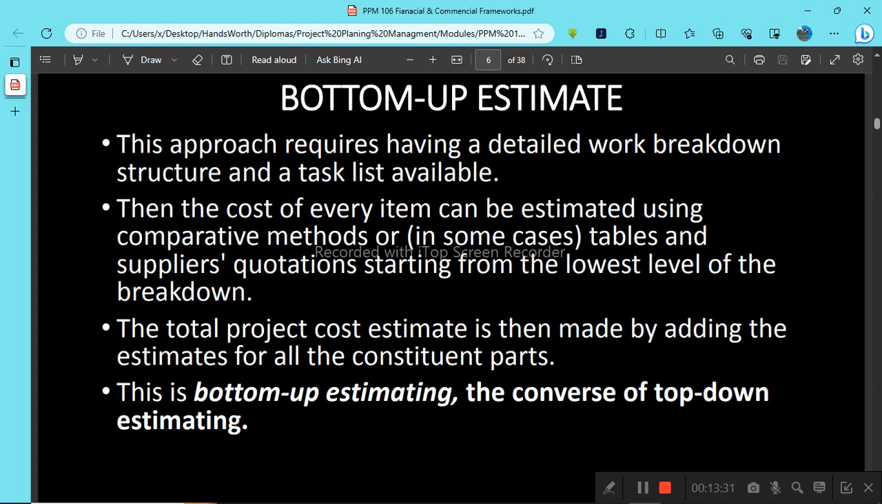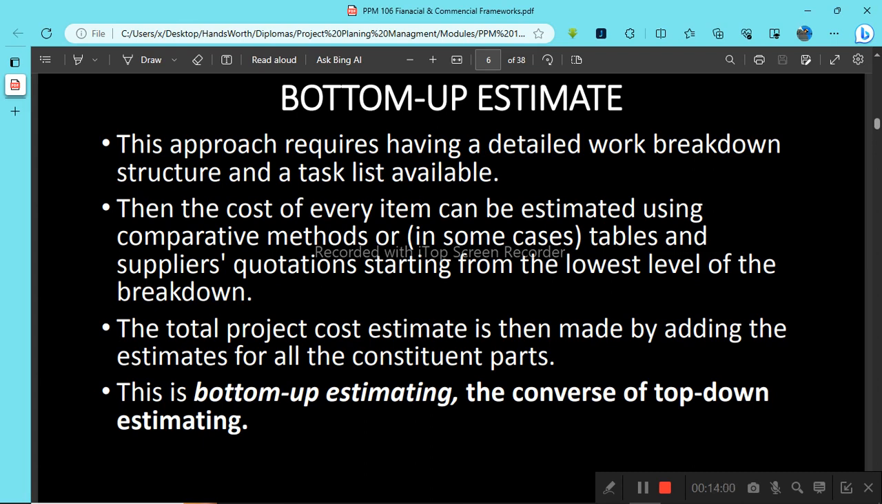All right, so now we have looked at the first one. We can also look at the second category or process of estimation. The second category or process of estimation is known as bottom-up estimation. This approach requires having a detailed work breakdown structure and a task list available.